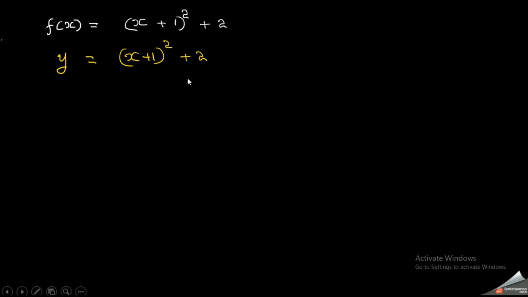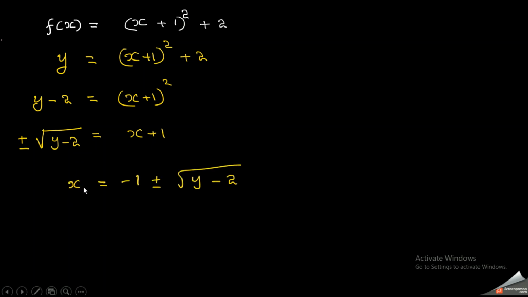First of all, take 2 to this side. y minus 2 is equal to (x plus 1) squared. And then we take the square root in order to isolate x. So plus or minus square root of y minus 2 is equal to x plus 1. And then we take this 1 also to this side. So x is equal to minus 1 plus or minus square root of y minus 2.